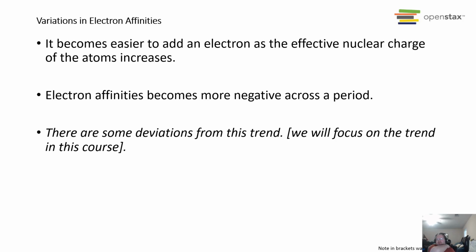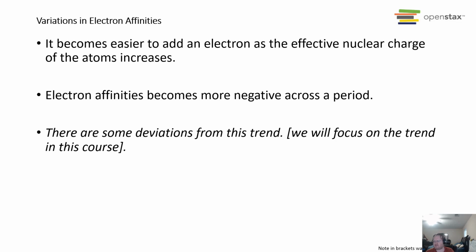So, in general, it becomes easier to add an electron as the effective nuclear charge of the atom increases. Therefore, electron affinities become more negative across a period. So that means you go left to right. As you go towards the right, it becomes more negative, which is going to be a larger electron affinity. It's how much energy is released. And by larger with the terms electron affinity, I mean the absolute value. So if I ask a question about electron affinity, I'll be very careful how I word it in the sense of when does it release more energy? Because the word release implies negative there.